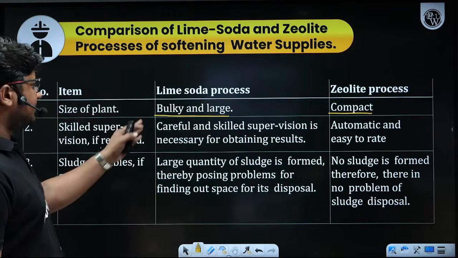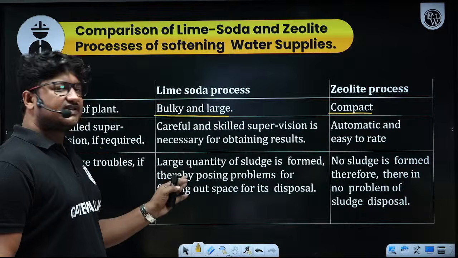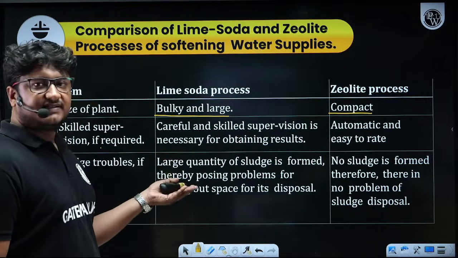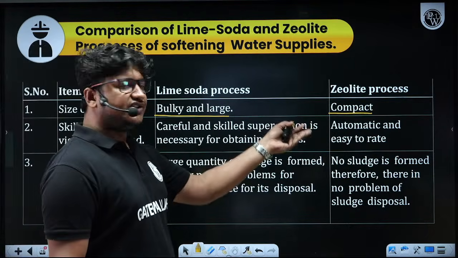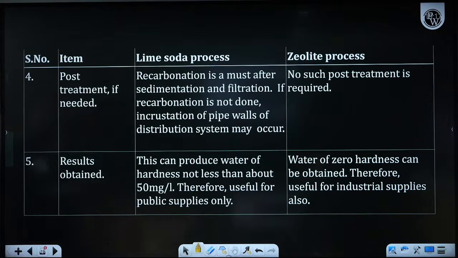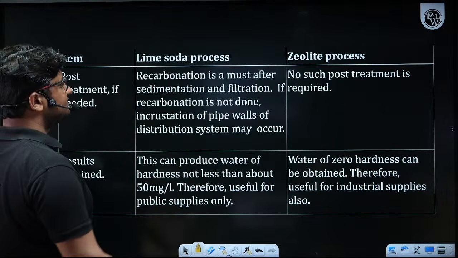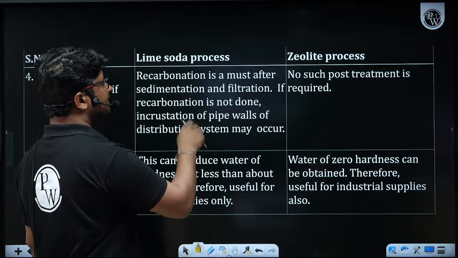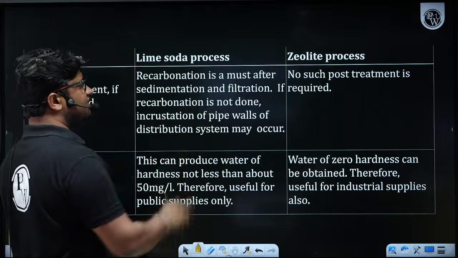Sludge troubles: definitely in the lime soda process, a large amount of sludge comes out, and you have to dispose of it. In the zeolite process, no sludge comes out, so it is not a problem for you. Post treatment if needed, yes. In lime soda, recarbonation is needed. Recarbonation is a must after sedimentation and filtration.